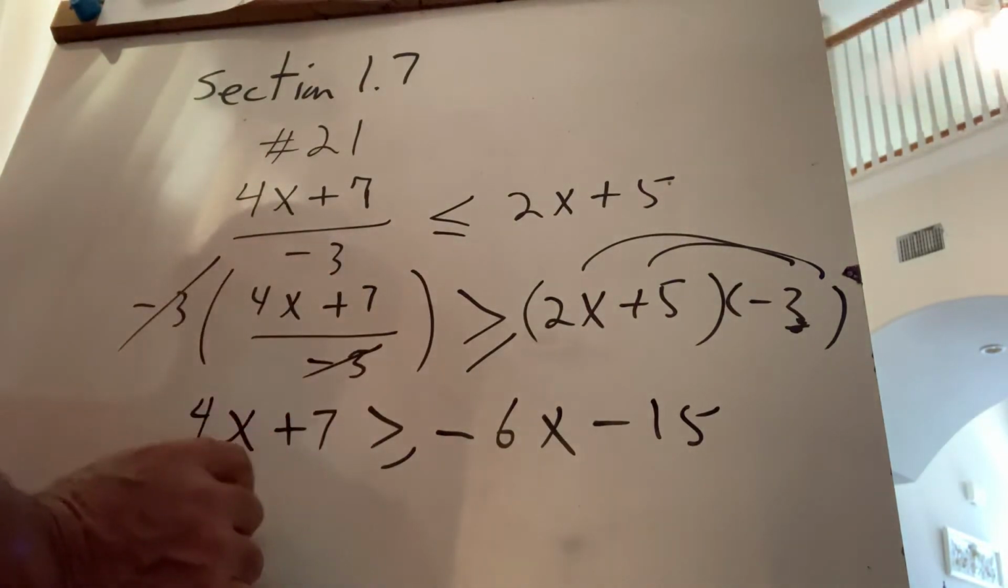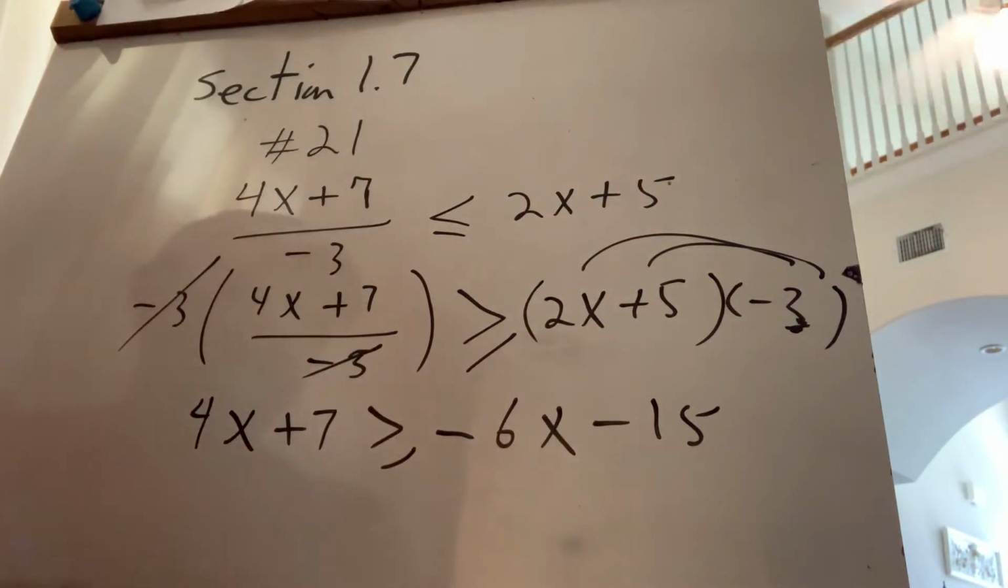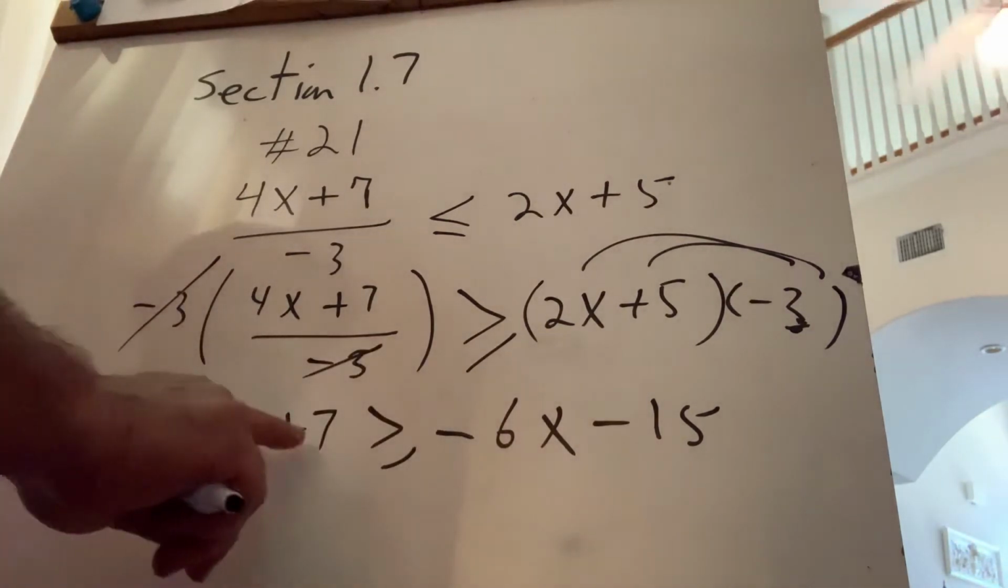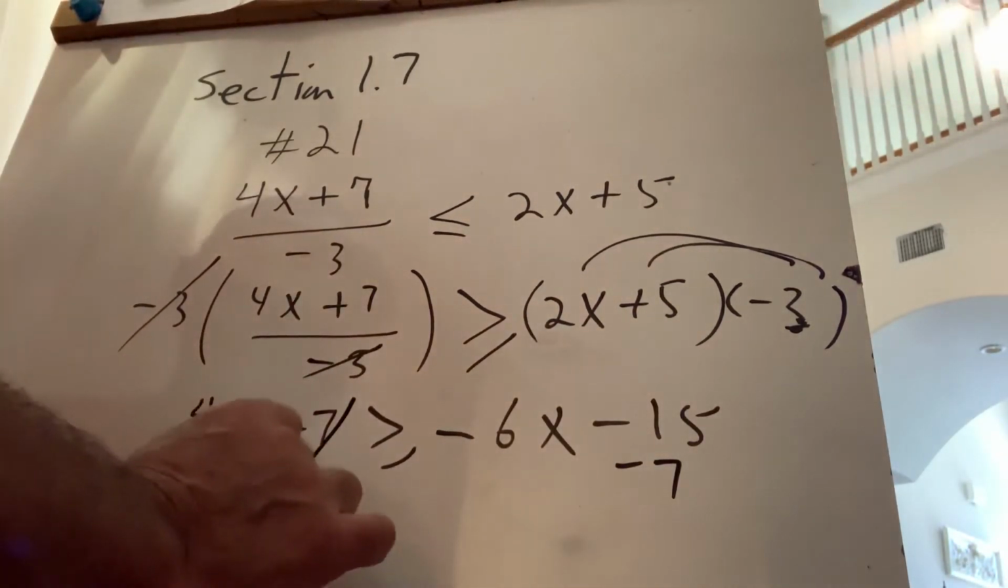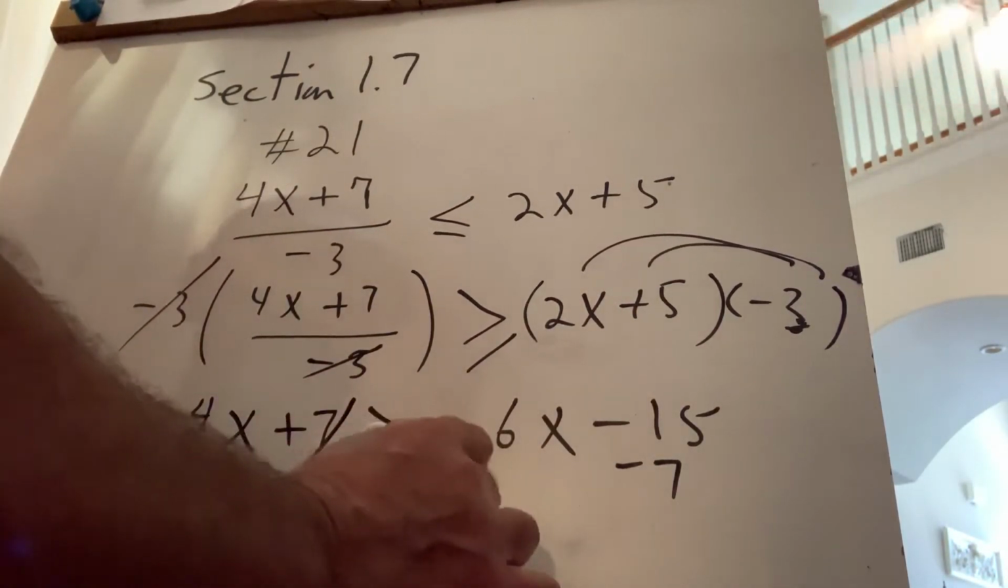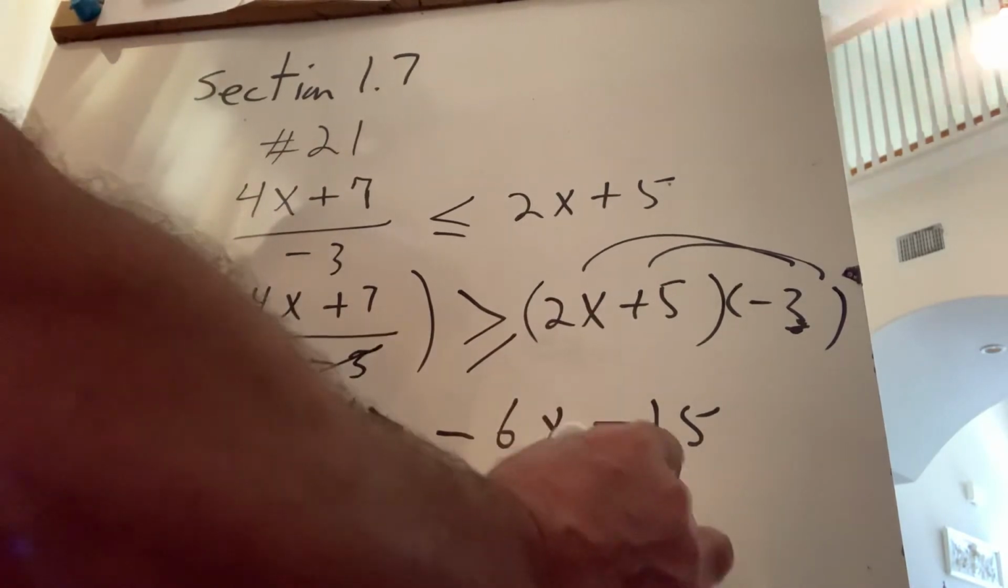Now, as you know, to have x by itself on one side, we have to decide which side. I'm going to go ahead and have my x on the left. You can also have it on the right. So first, I'll remove the 7 since I only want x on this side. So now we have 4x greater than or equal to -6x minus 22.